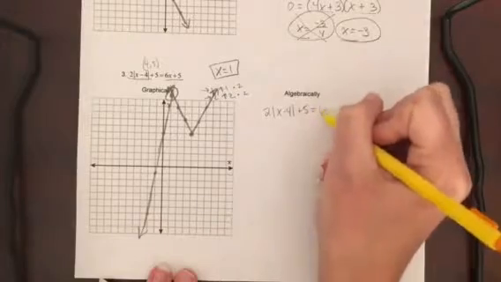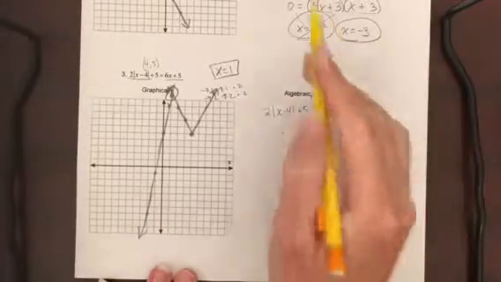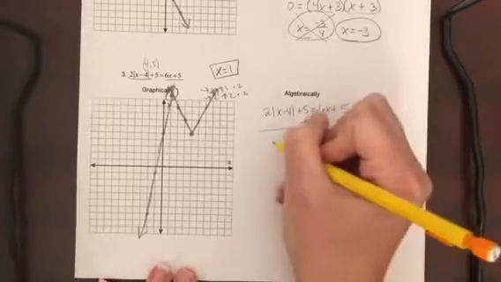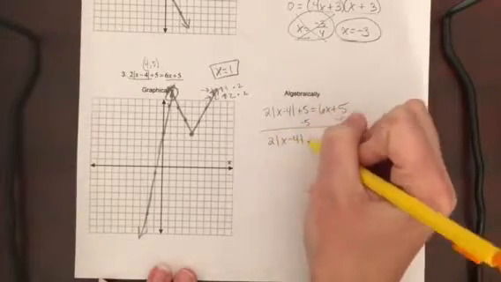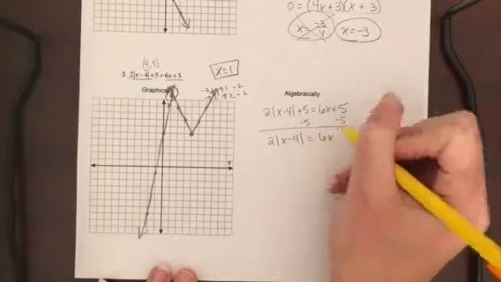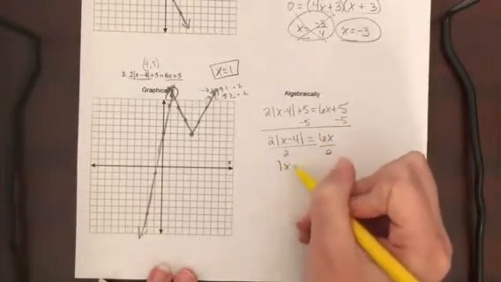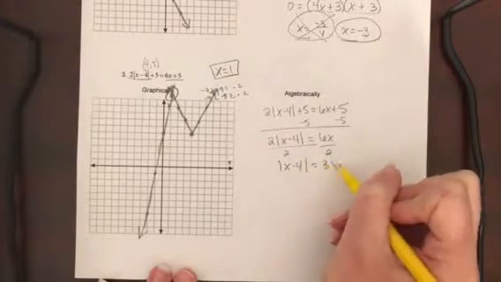Okay, algebraically, if we get the same thing, again, we're going to isolate the absolute value symbol, just like we've been isolating all the other functions before. So we're going to do the reverse of PEMDAS. So get rid of that adding first. Then we're going to get rid of the times 2 by dividing by 2. All right, so we're here.